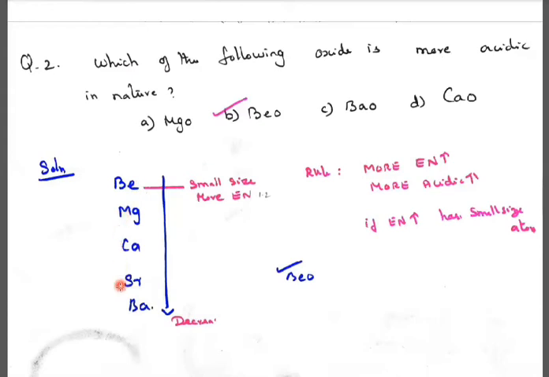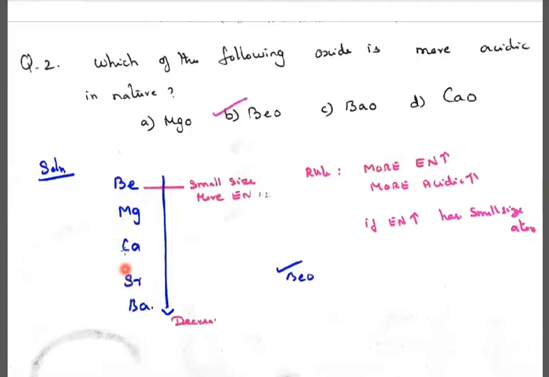So beryllium, magnesium, calcium, strontium, barium: when we go from top to bottom, the atomic size increases, but the smaller size has more electronegativity. Electronegativity is higher at the top and very low at the bottom. Larger size has less electronegativity, smaller size has more electronegativity. Beryllium's electronegativity is 1.2. So the rule is more electronegative, more acidic. If electronegativity increases, the size is smaller. So beryllium is the smallest in size.